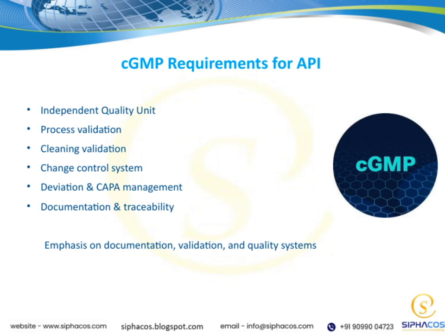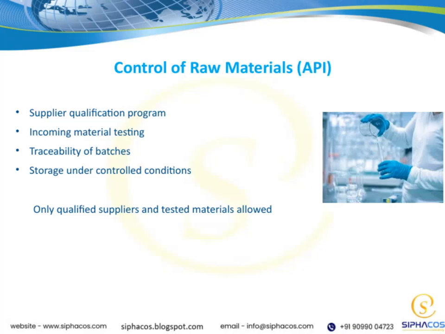effective APIs consistently. Let's talk about how we control raw materials, specifically active pharmaceutical ingredients, or APIs. First, we have a supplier qualification program in place. This means we carefully assess and select suppliers to ensure they meet our strict quality standards. Only suppliers who pass this qualification process are approved to provide materials.